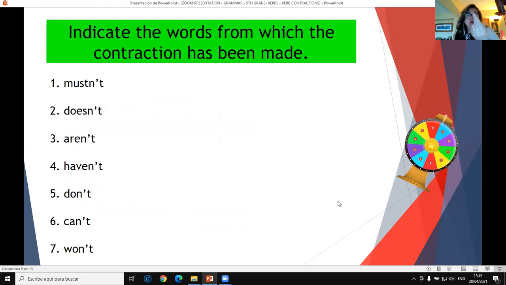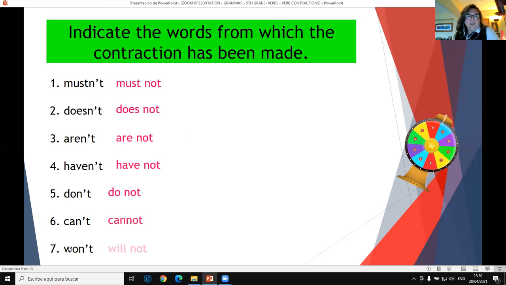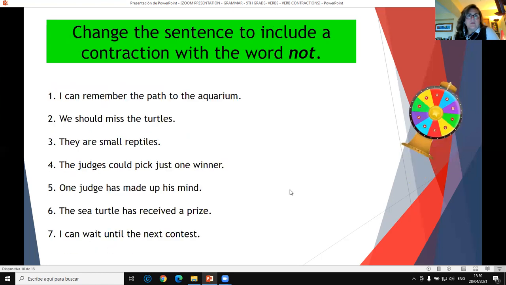Now let's do the process but in reverse. We have the contraction and we need to say the two words that originally formed it. Number 1, mustn't, must not; doesn't, does not; aren't, are not; haven't, have not; don't, do not; can't, cannot; and won't, will not.